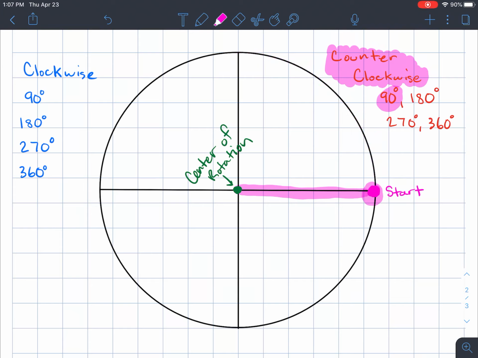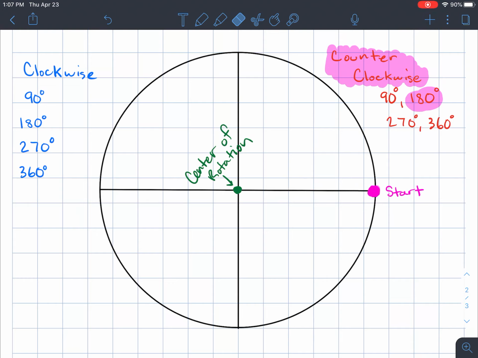Okay, now let's do a 180. So that's going to be two 90s, right? So now let me redraw this. I take my starting point here. I have my imaginary line connected to my center of rotation. I'm going to go counterclockwise. Here's my first quarter turn, that's 90. But now we want to go to 180, so I do my second 90, and that's where I would end up at, 180 degrees. So basically on the opposite end of the circle, counterclockwise.